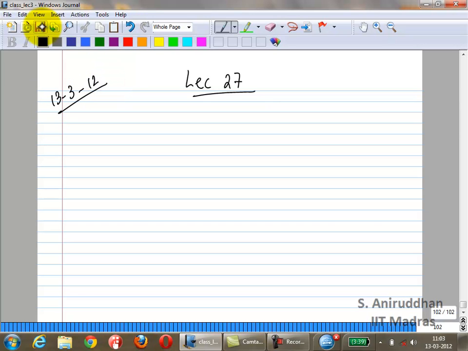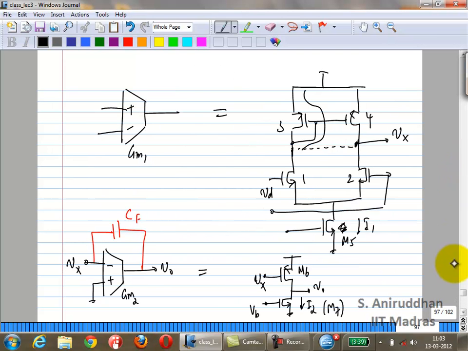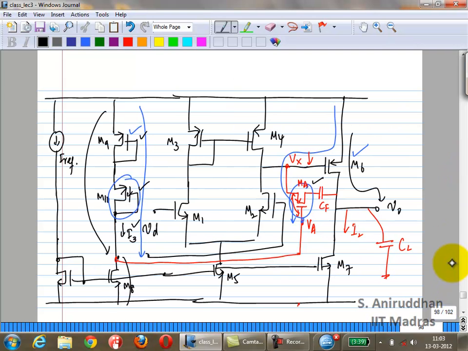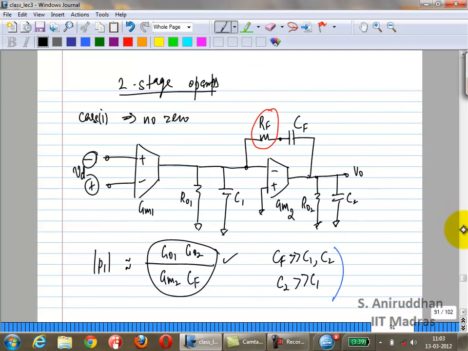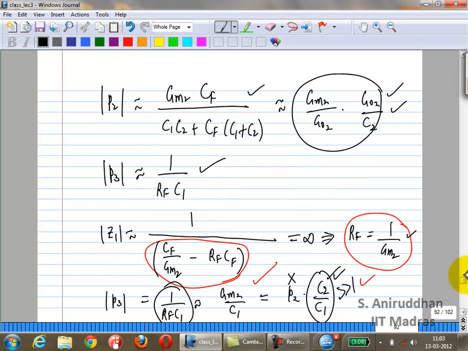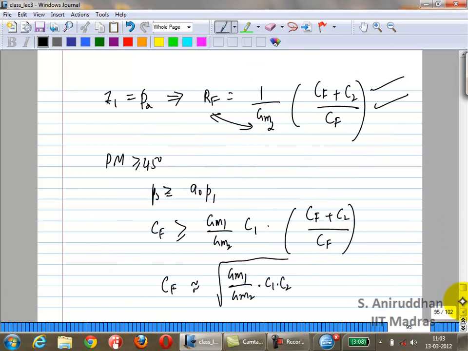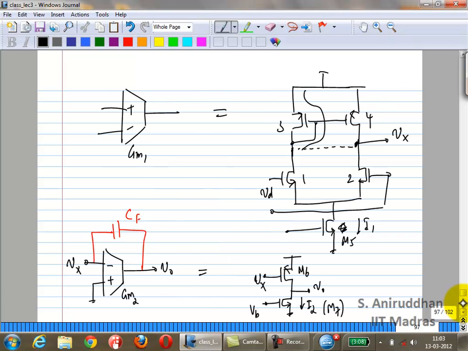So last class we looked at how to do tracking compensation, right? Initially, maybe 2 classes ago, we started off adding a resistor. Then we found that by moving the resistor around, we can actually come back and cancel the second pole, right? So then what we did is we wanted to find a way to make these two track so that you have perfect cancellation.